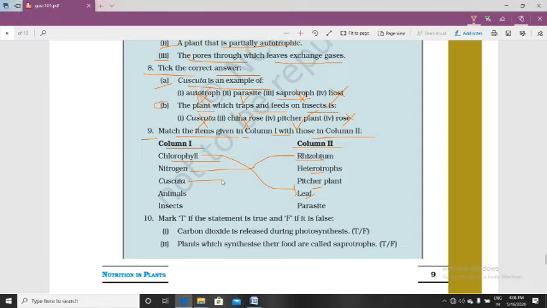Next is Cuscuta. Cuscuta is what? Rhizobium is finished. Cuscuta is a heterotroph, but that is not what is specific about it. Is it pitcher plant? No. Is it leaf? No. Parasite? Yes. So Cuscuta is a parasite. Animals. Animals are what? Two options are left till now: heterotroph and pitcher plant. So animals are not pitcher plant. They are heterotrophs. They are dependent on others for their food. Now the last is insect, and the last one left is pitcher plant. And the answer will be the same. Insects are trapped by pitcher plant. So this is the match of column 1 with column 2.